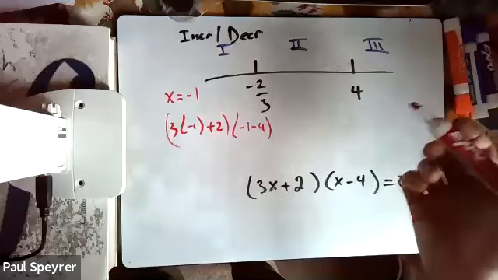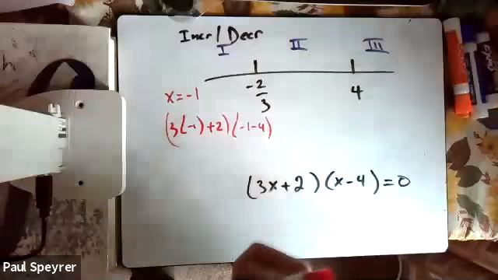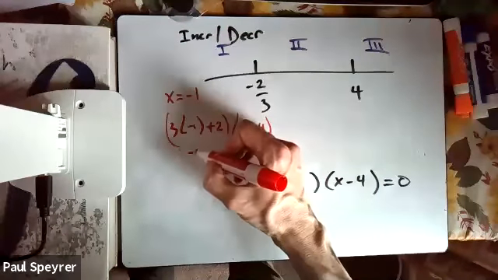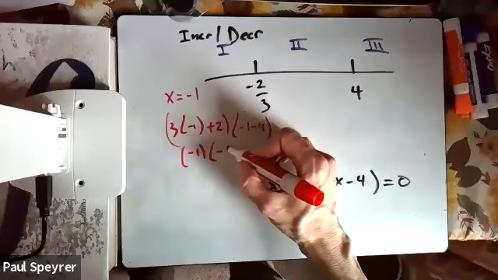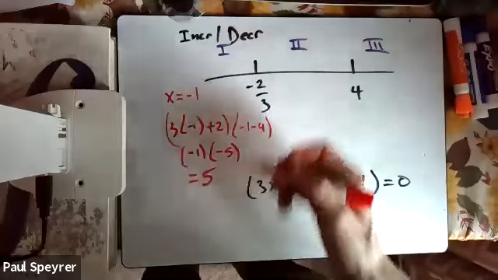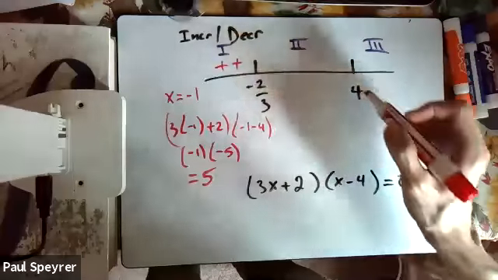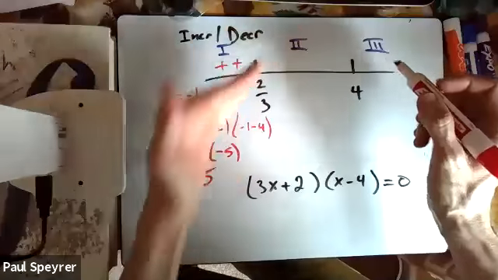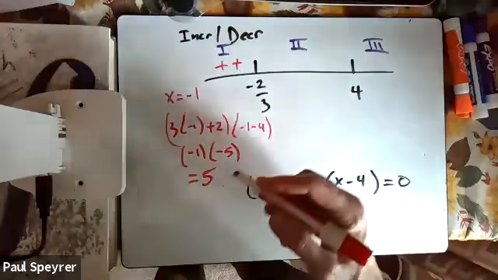And again, we're just trying to see, do we have a negative number or a positive number in the end? This is -3 plus 2. That's -1. And this is -5. So you wind up with +5. So what does that tell us? That should tell us that anywhere to the left of x equals -2/3, our line would be going up. We'd have a positive slope.